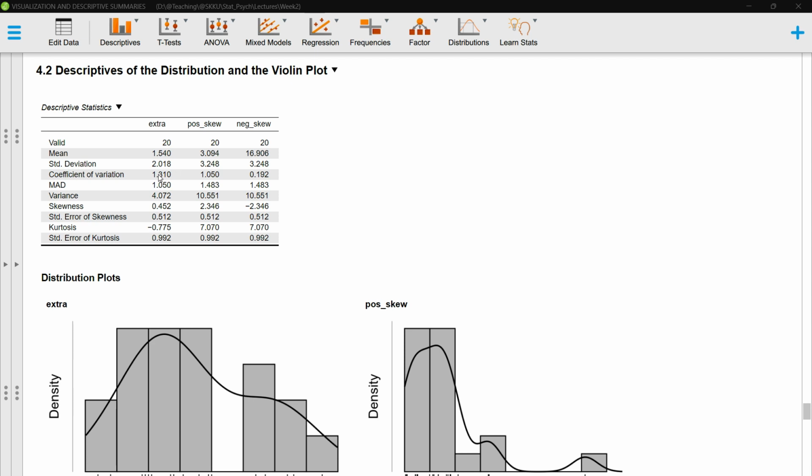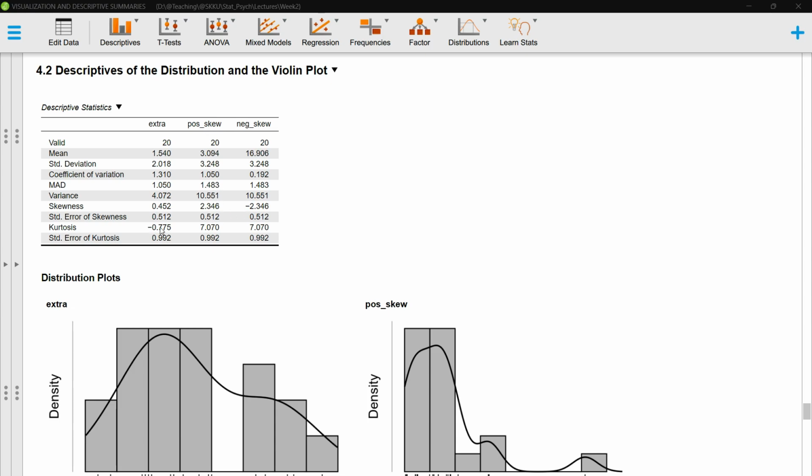So forget about this. For the MAD, variance, and standard deviation, they are all the same across these two variables. And for skewness and kurtosis, forget about the standard error part. We don't use this part anymore. Just look at the skewness and kurtosis, because these are just a mirror image of each other.